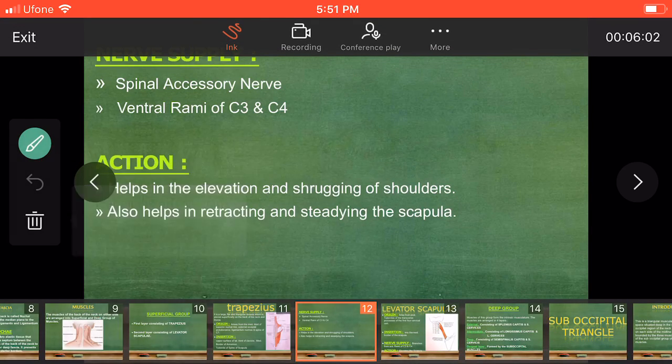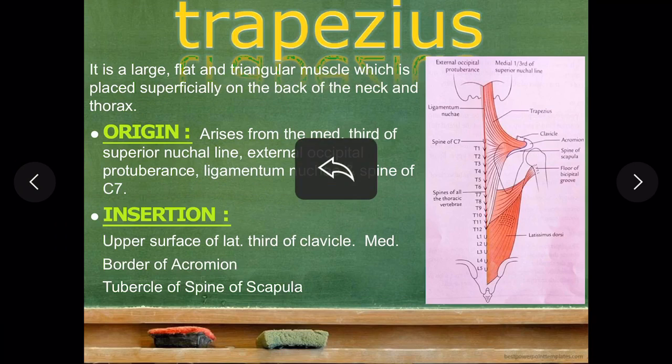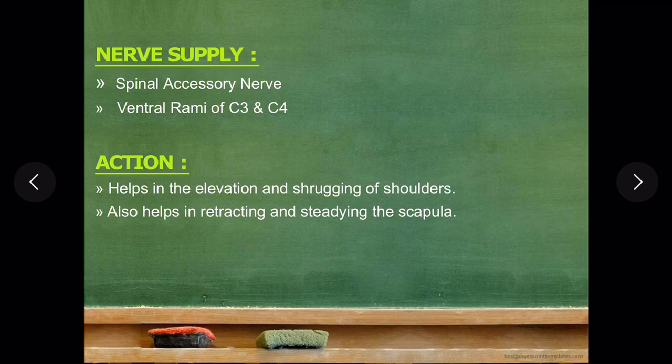Again, if we look at the attachment, you can see it from the external occipital protuberance and superior nuchal lines. This is the supraspinous ligament, down to C7. From here, the muscle goes to the level of T12, converging to form one single tendon that inserts onto the spine of the scapula, the acromion process, and in front onto the back side of the clavicle.